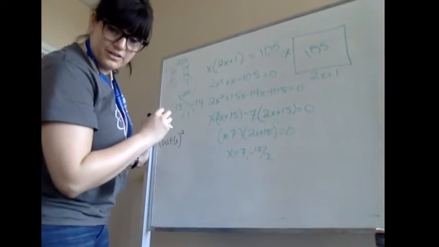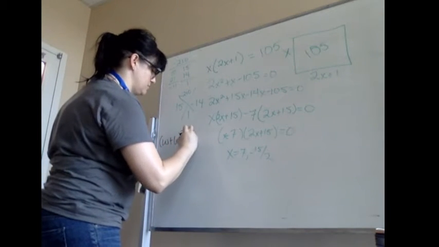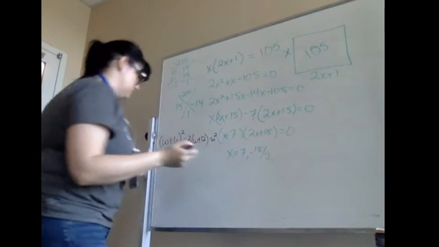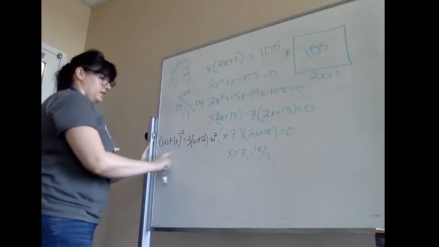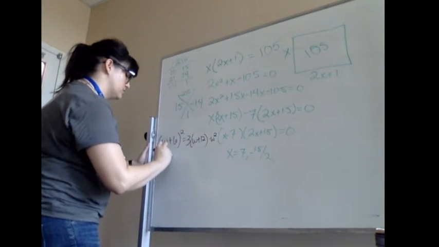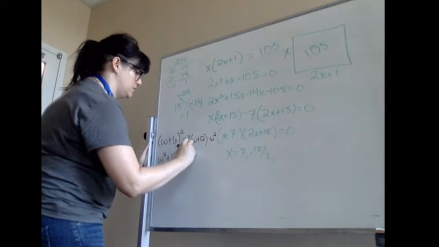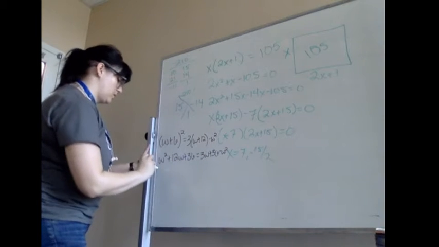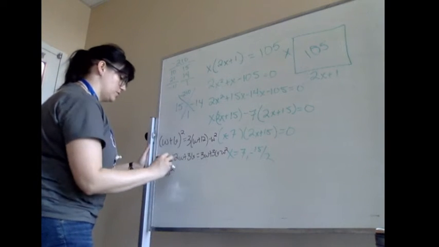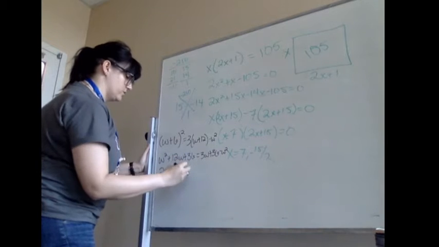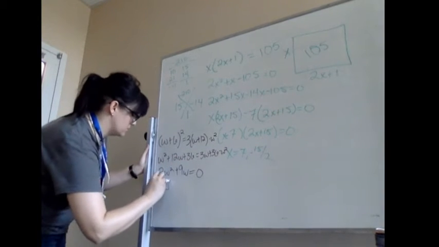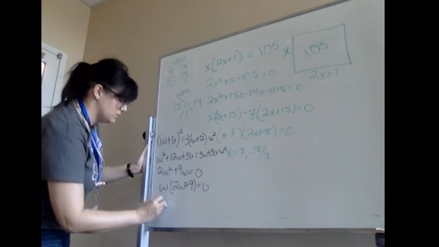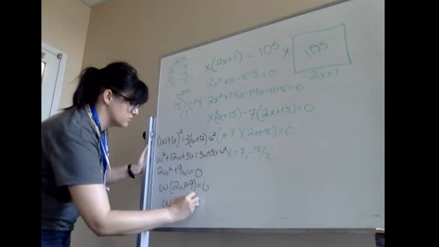W plus 6 squared equals 3 times W plus 12 minus W squared. Okay, so if I FOIL this one out, I'm going to get W squared plus 12W plus 36 equals 3W plus 36 minus W squared. Add W squared, 2W squared, subtract 3W plus 9W, subtract 36 equals 0. Factor out a W, 2W plus 9 equals 0. Set each quantity equal to 0, W equals 0, and negative 9 over 2.